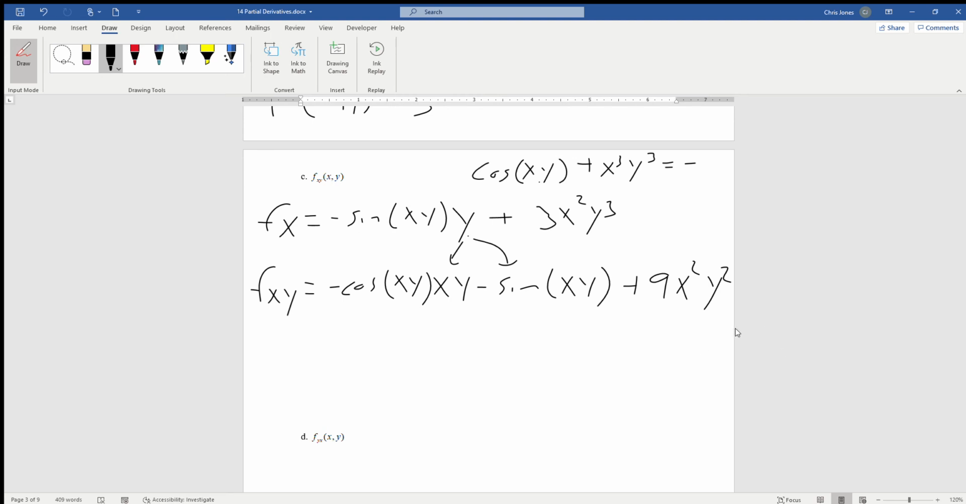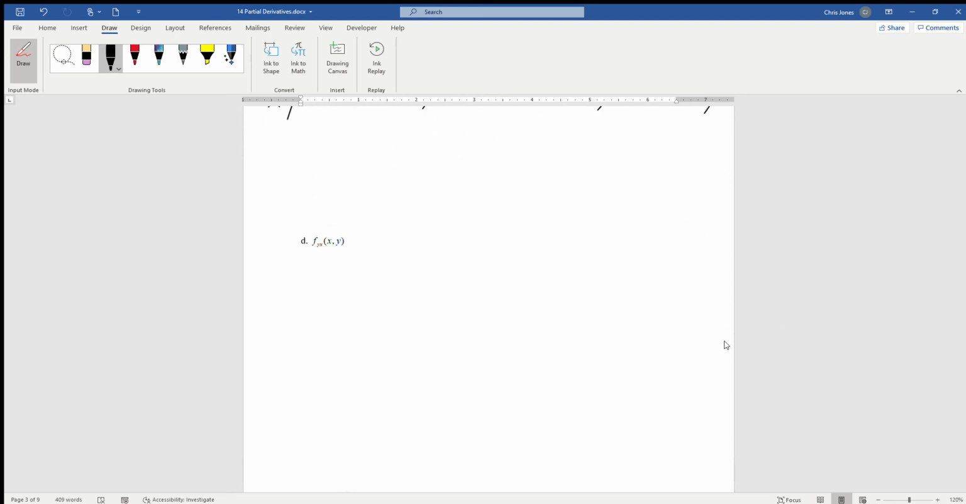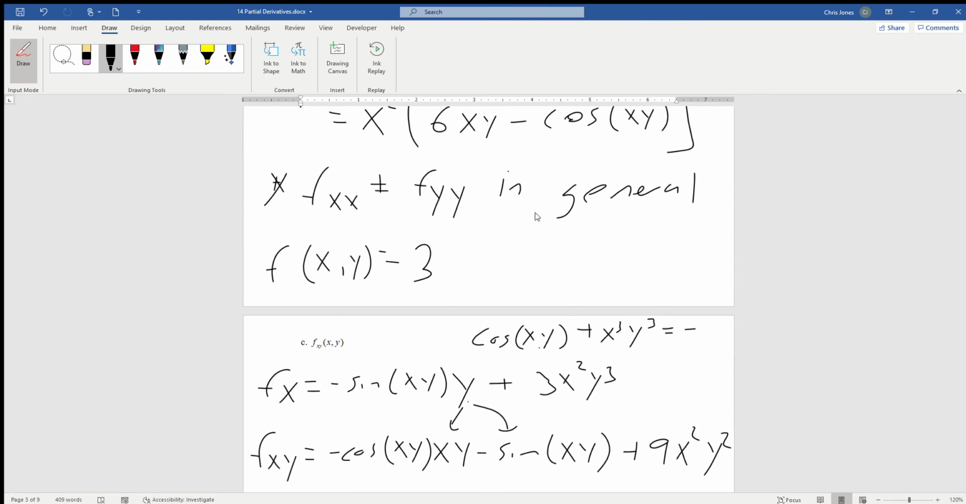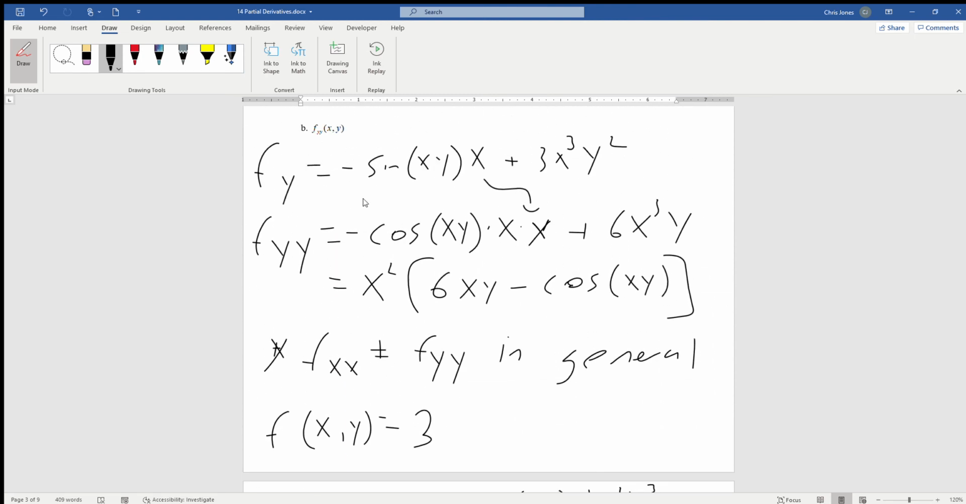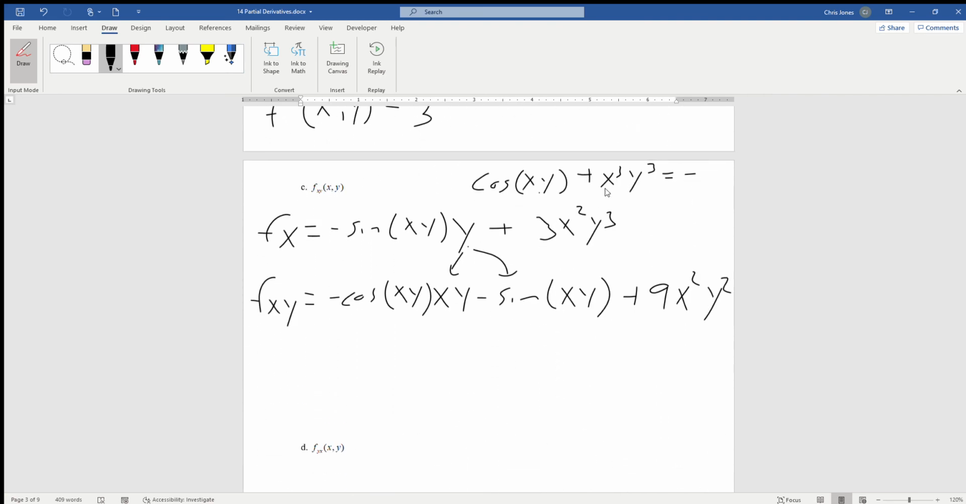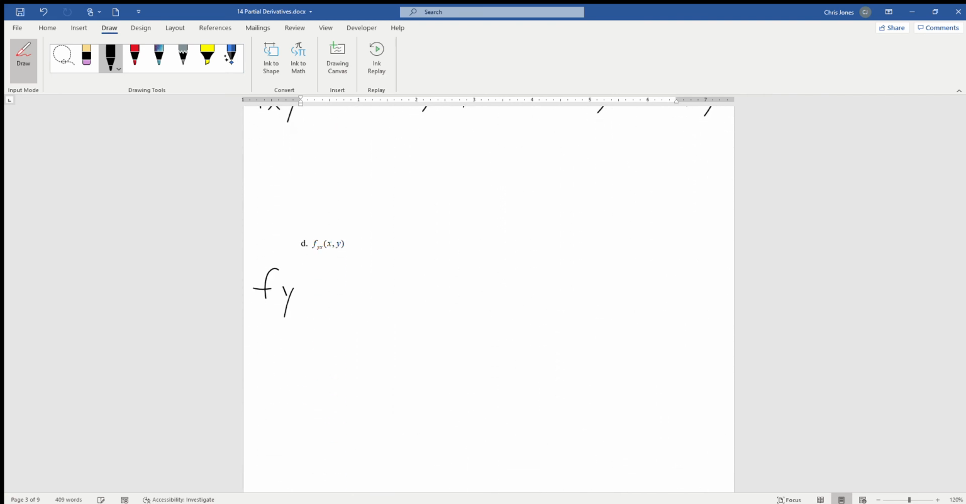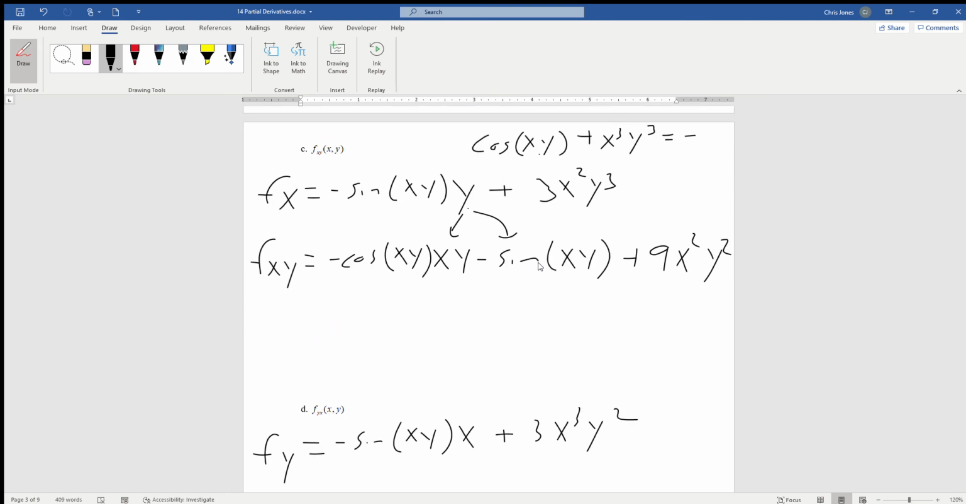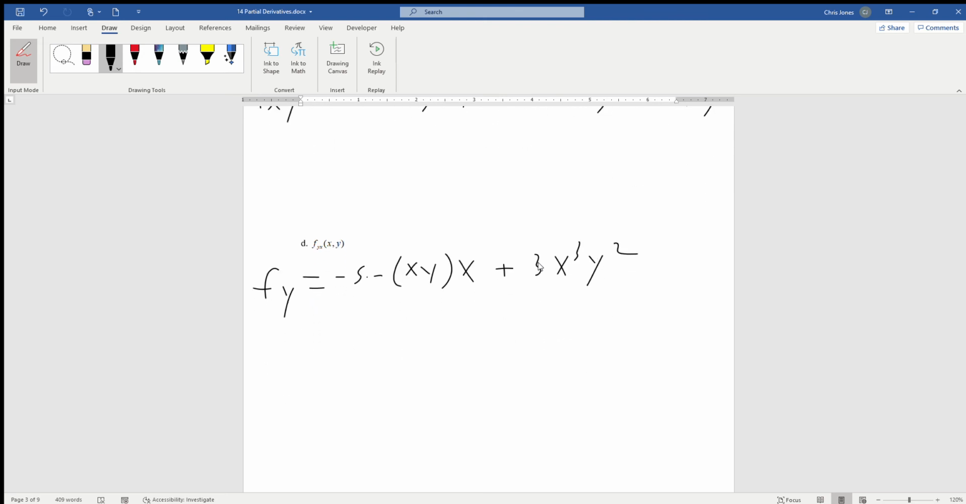And now let's find fyx. The good thing about fyx is that we already have fy. Remember we had negative sine xy times x plus 3x cubed y squared. So fy is negative sine xy times x plus 3x cubed y squared. Now we want to find fyx. And similar to the previous, we are going to have to use a product rule once again.